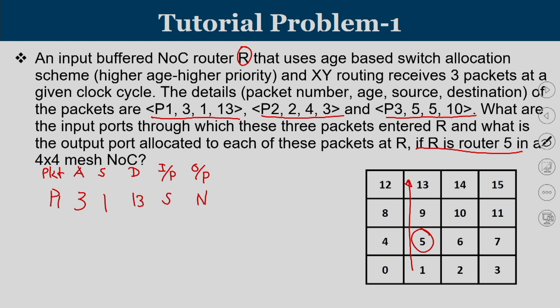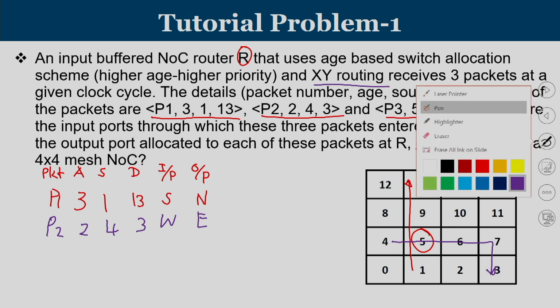Now, let us find out what happens with packet P2. Packet P2, its age is 2, source is 4 and destination is 3. So, a packet from 4 to 3 will typically travel in this direction. With respect to 5, the packet from 4 arrives through the west input port and wants to go through the east output port, since we follow XY routing.